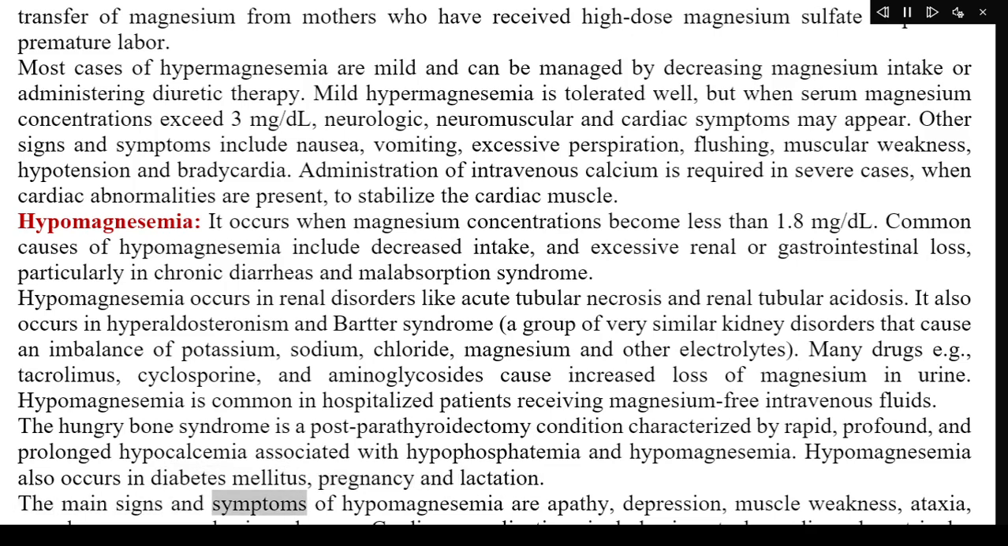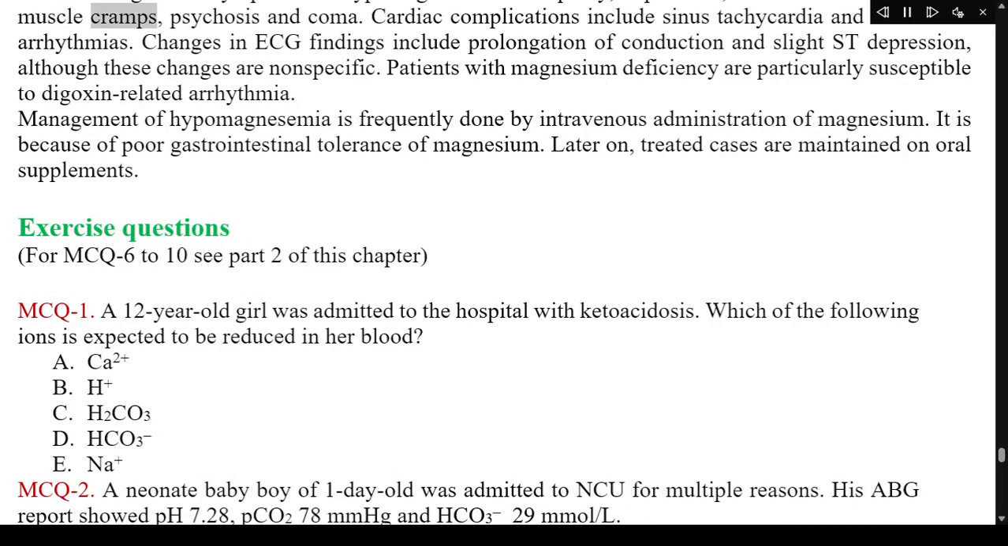The main signs and symptoms of hypomagnesemia are apathy, depression, muscle weakness, ataxia, muscle cramps, psychosis, and coma. Cardiac complications include sinus tachycardia and ventricular arrhythmias. Changes in ECG findings include prolongation of conduction and slight ST depression, although these changes are nonspecific. Patients with magnesium deficiency are particularly susceptible to digoxin-related arrhythmia.